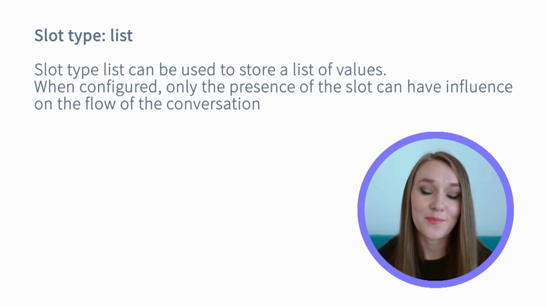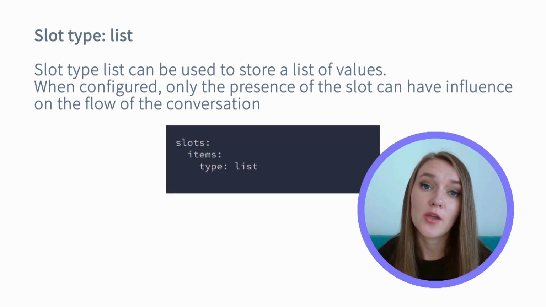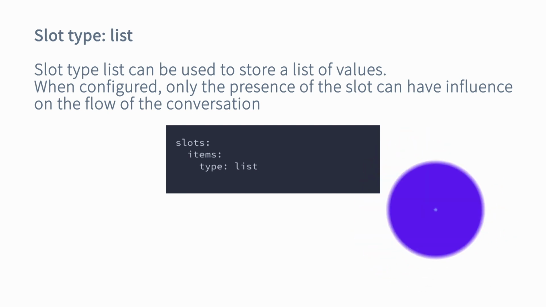This slot is quite interesting because it allows you to store lists of values. The slot can also be configured to influence the flow of the conversation, and the way it works is quite similar to the previously discussed text slot. For list slots, the value of the slot will have no influence on how the conversation goes. It's the presence or the absence of the provided detail that matters. Another important detail is that the length of the list will have no influence on how the conversation goes, meaning that it doesn't matter how many values your assistant stored in the list.